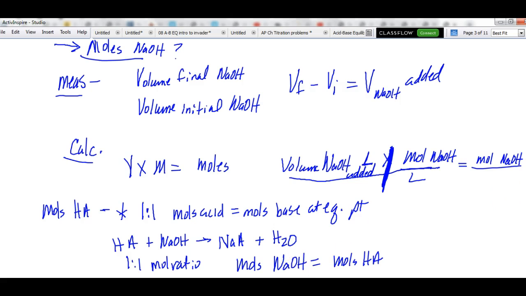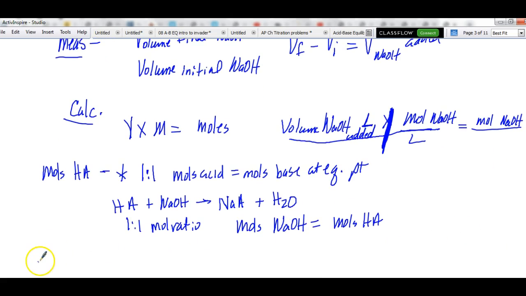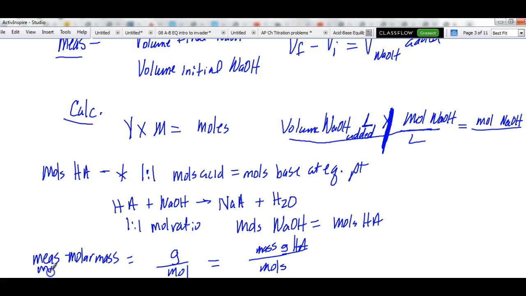Okay, now, our goal is to figure out the molar mass. So what measurements do we have to have, besides the ones already talked about up here? What measurements do we have to figure out the molar mass? Well, what is molar mass? Molar mass is defined as grams per mole of a substance, and we just figured out moles of HA, so don't we need the grams of HA? Mass in grams of HA. So the measurement we need is the mass of the HA, and then the calculation would be the mass of HA divided by the moles of HA that we calculated up here. And so that's how you could work that kind of problem.